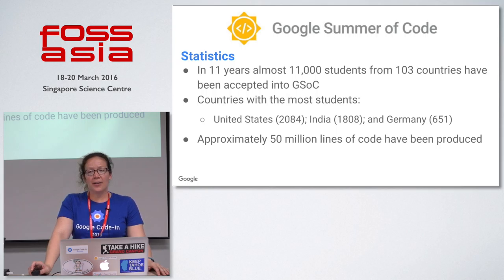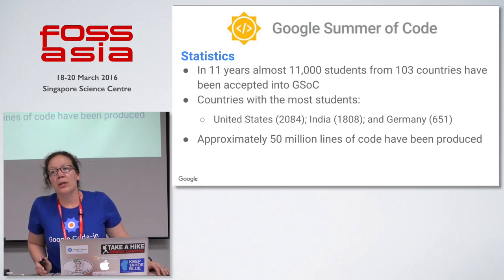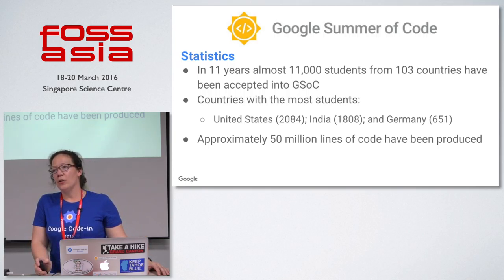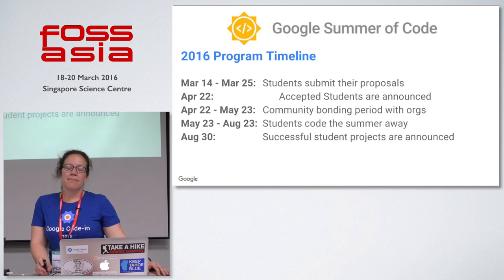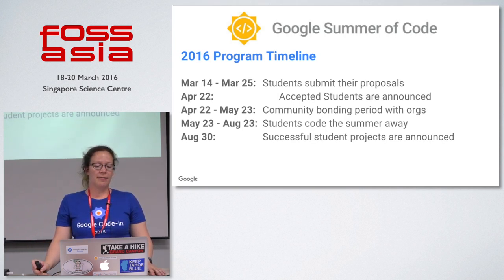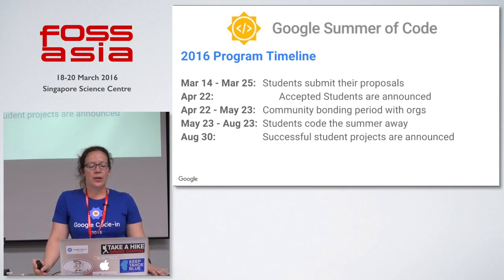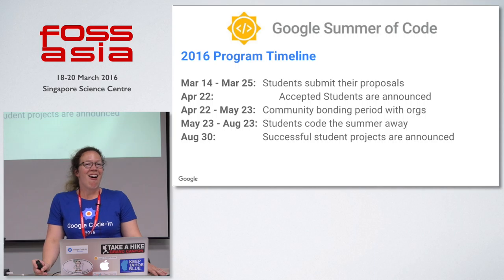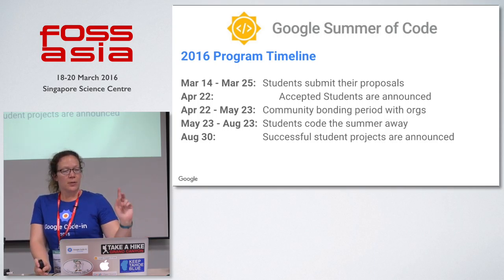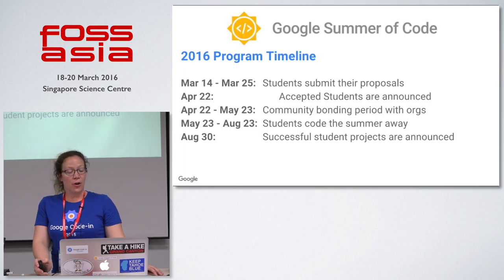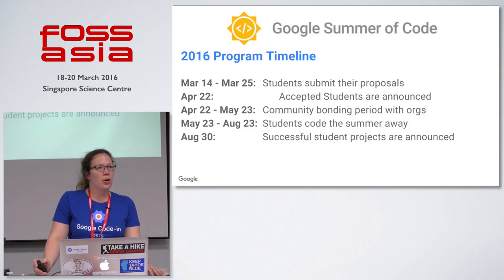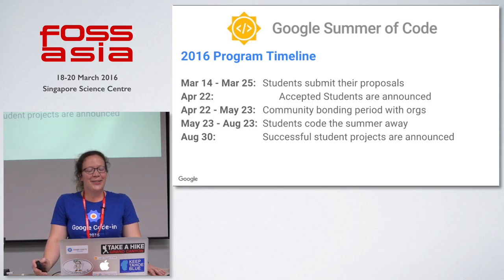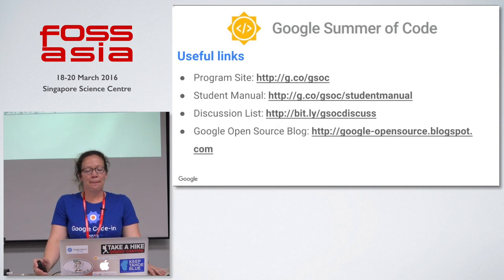And the countries with the most students over the last 3 years are the US, India, and Germany. And we've had approximately 50 million lines of code produced by students during the last 11 years of the program. And I mentioned a bunch of these dates earlier, but right now we're in the student application period until March 25th. On April 22nd, we announce students. Community bonding period is April 22nd to May 23rd. And then for 3 months, from May 23rd till August 23rd, students will be coding. And August 30th, we announce all of the student projects that were successfully completed.